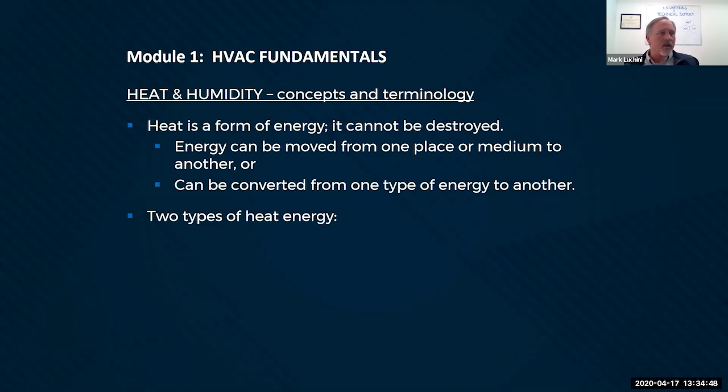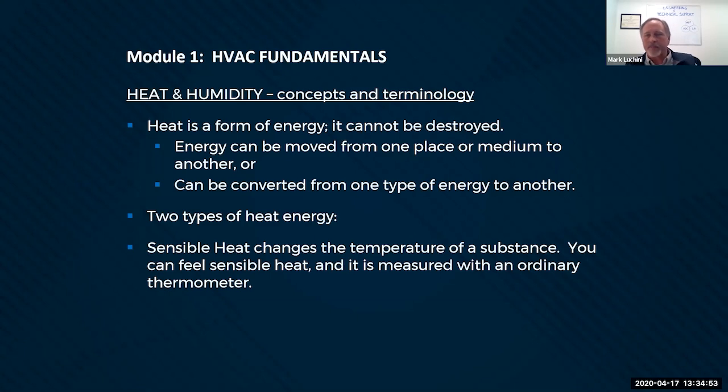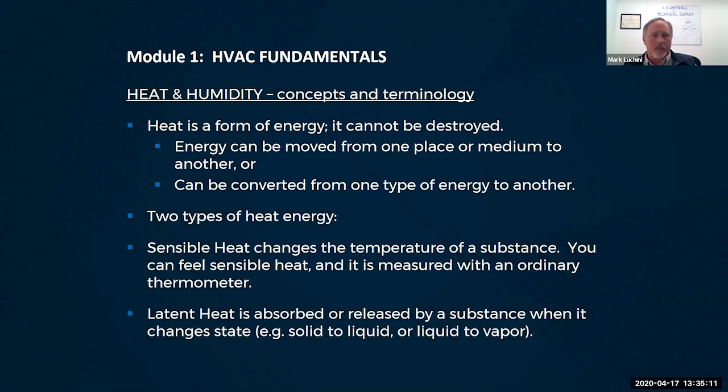There are two types of heat energy that we are primarily concerned with when we talk about HVAC. The first is sensible heat. Sensible heat, like the name sounds, is the heat you can feel. It's what gets measured by a normal thermometer or the thermostat on the wall. When you walk into a warm room, that's sensible heat that you're feeling. Latent heat, on the other hand, latent means hidden, right? So latent heat is the heat that's absorbed or released when a substance changes phase, from solid to liquid, or liquid to gas.